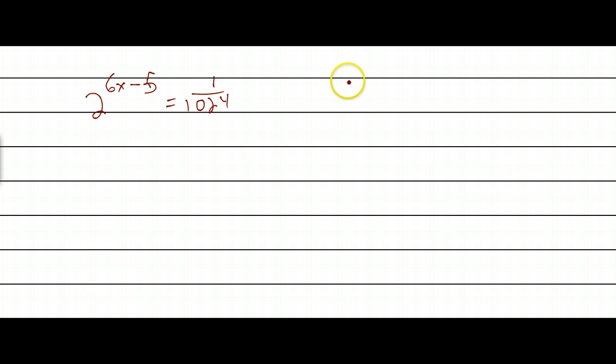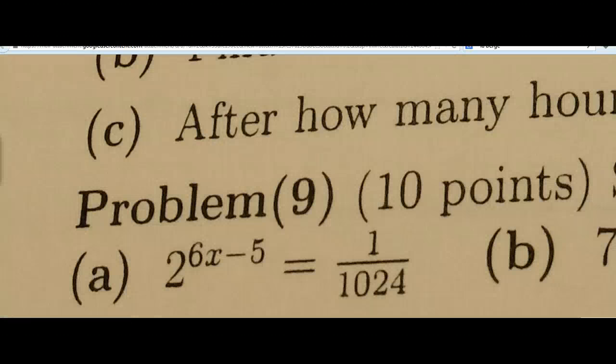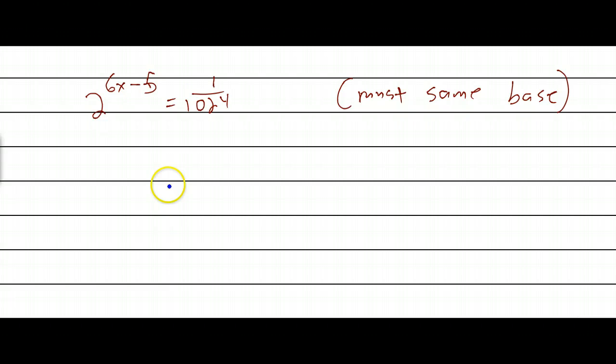Alright, so when solving for these, the number one rule is to get them to have the same base. So we must have the same base. So this is the base 2. That means we need to get this into a base 2. If it says the fraction, we know it's going to be a negative.